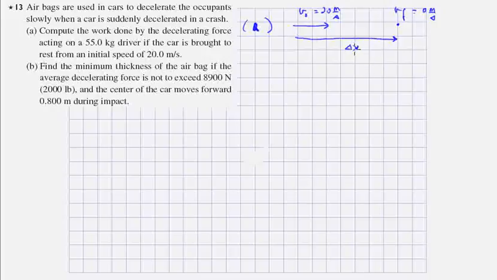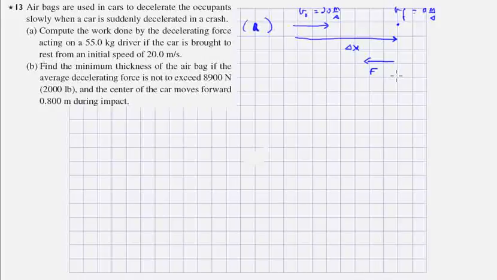And the agent which causes the deceleration is the force of the airbag on the passenger, which is in this direction. We'll just call that F. And so you can see that delta x and F are anti-parallel to each other. The force is going to be negative. Cosine of 180 is -1.